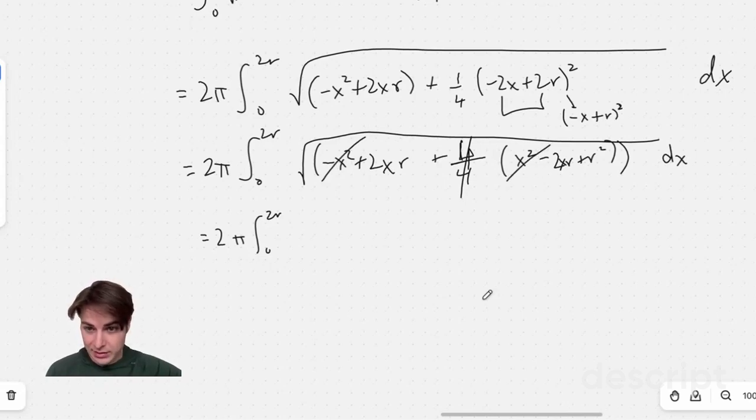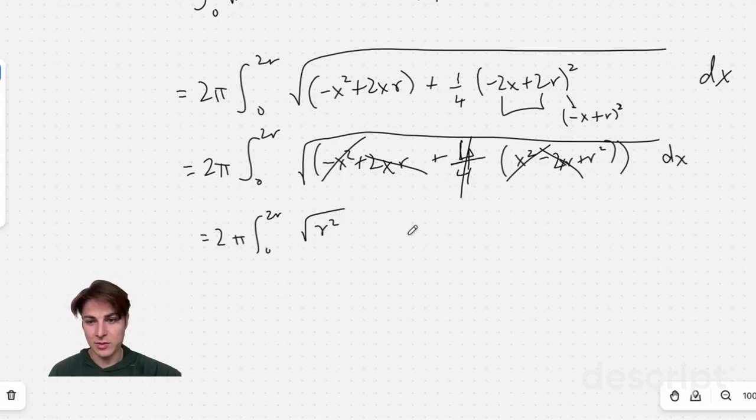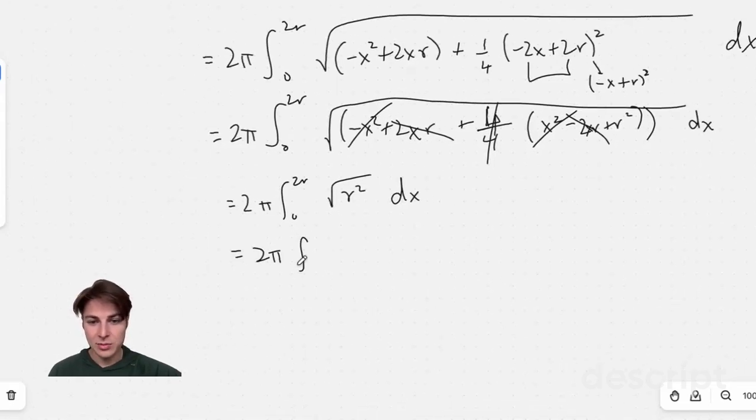And again, square rooting this whole thing. These x squareds now cancel. The 2xr's cancel. Oh my gosh. So now we have the square root of r squared dx. Crazy. 2 pi, 0 to 2r. Square root of r squared is just r dx.